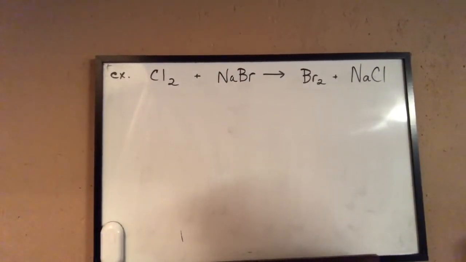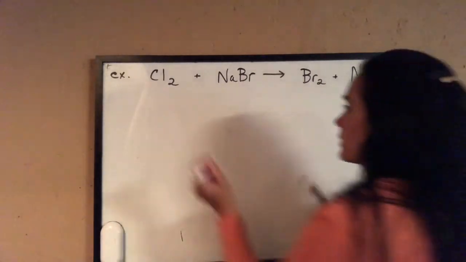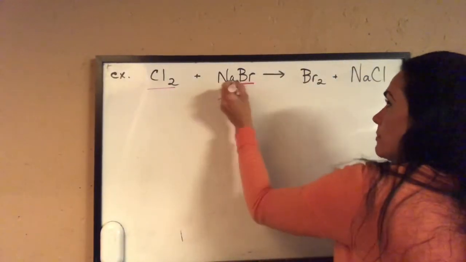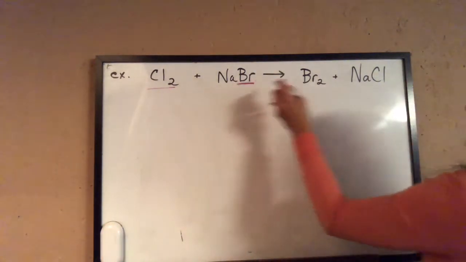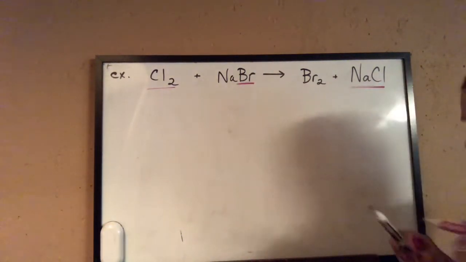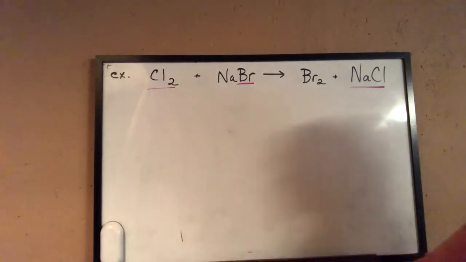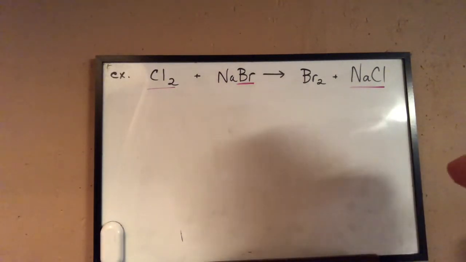All right, in this type of single replacement reaction, the anion is replacing the other anion. The chlorine is a nonmetal, forms an anion. It's bumping out the bromine and pairing up with sodium. So it's a single replacement reaction, one anion replacing another anion.